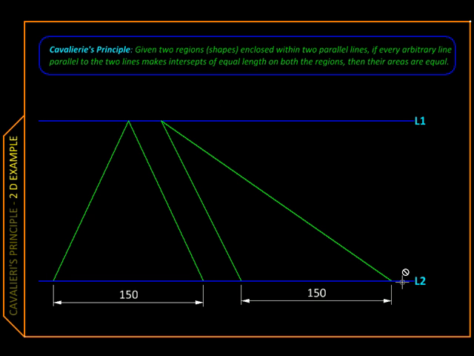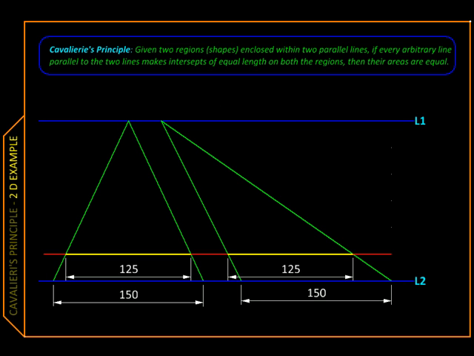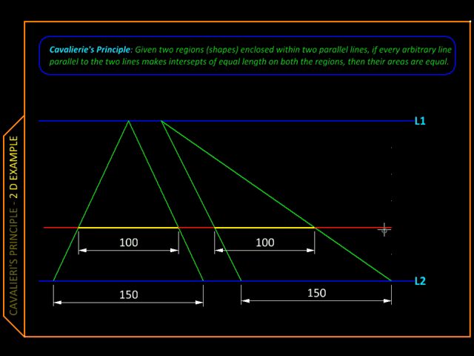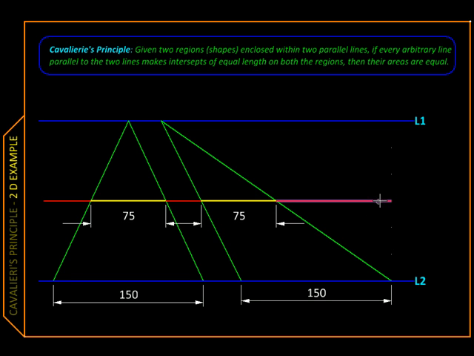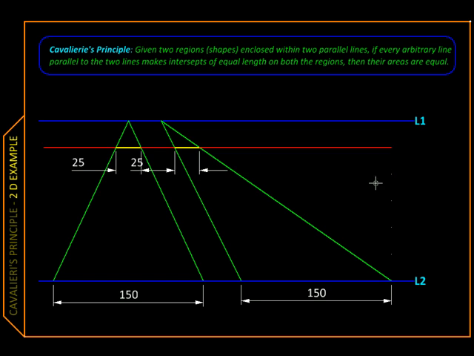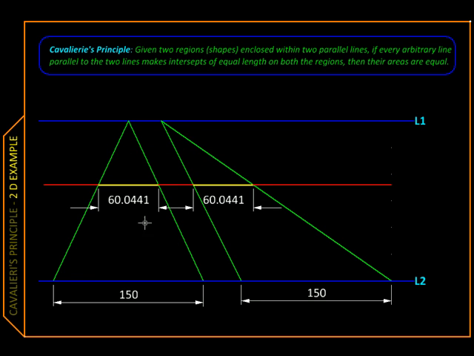lines, say L1 and L2, and if you draw a third parallel line like this, which intercepts these two regions, and if the intercepts, I have indicated them with these yellow segments, happen to be of the same length, not only for one position of the line, but for every other position. Say here they are both 100, here they are both 75, here they are both 50, here they are going down to say 25, or in any other position, they are always equal. So if that happens, then these two shapes will necessarily have the same area.